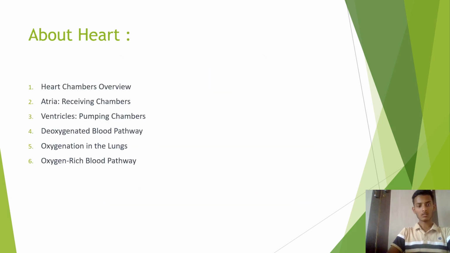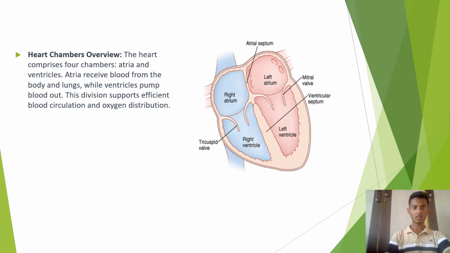About the heart. Heart chambers overview: atria, receiving chambers; ventricles, pumping chambers; deoxygenated blood pathway; oxygenation in lungs; oxygen-rich blood pathway. Heart chambers overview. The heart comprises four chambers: two atria and two ventricles. Right atrium and left atrium. Right ventricle and left ventricle.